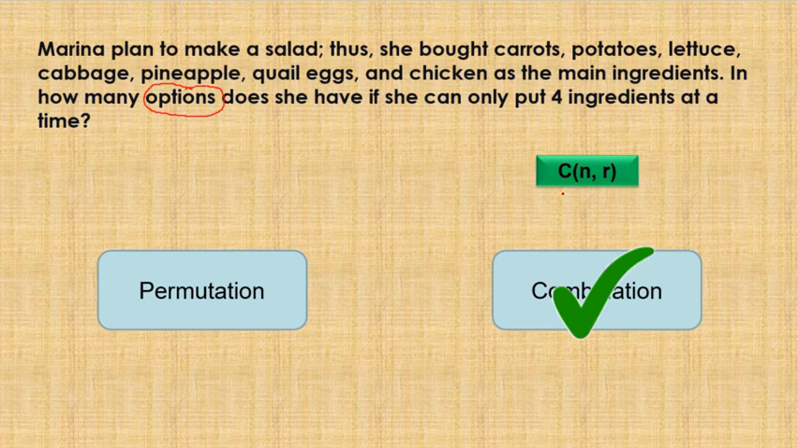Thus, we are to use the formula combination of n taken r. Based on the problem, our n is the number of elements. How many elements are we dealing with? It's only a matter of counting the ingredients that were bought. We have carrots, 1, potatoes, 2, lettuce, 3, cabbage, 4, pineapple, 5, quail egg, 6, and chicken, 7. So, we have 7 ingredients in all, and out of these 7, we are only to use 4 at a time. So, combination of 7 taken 4 at a time.